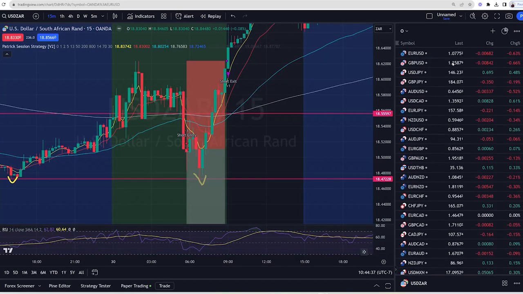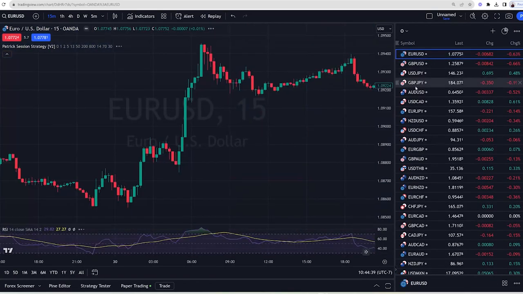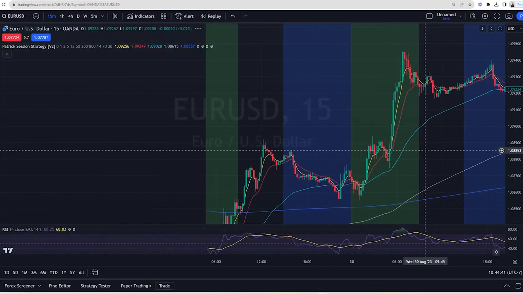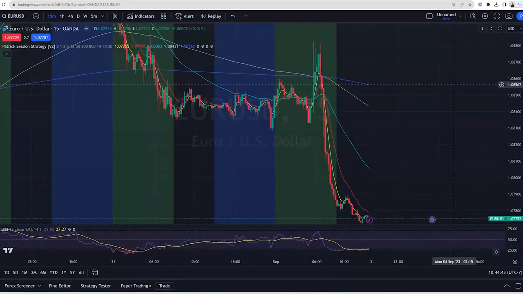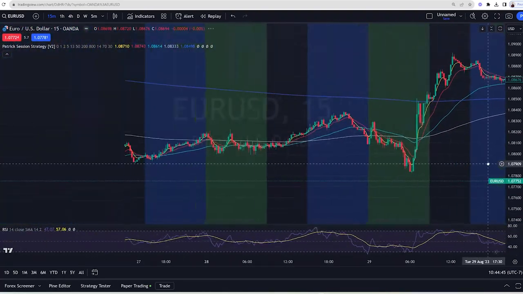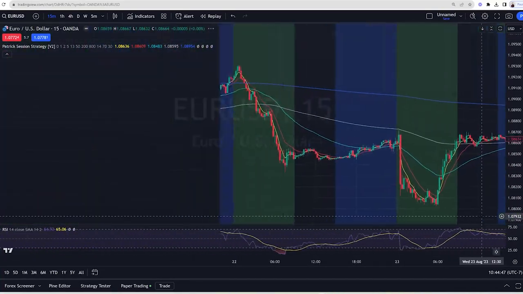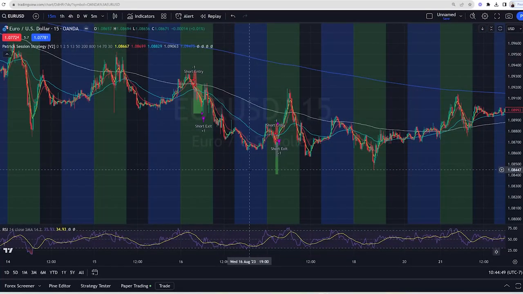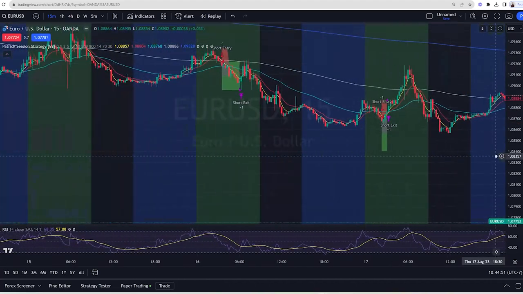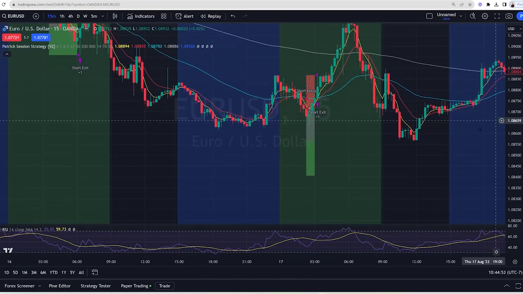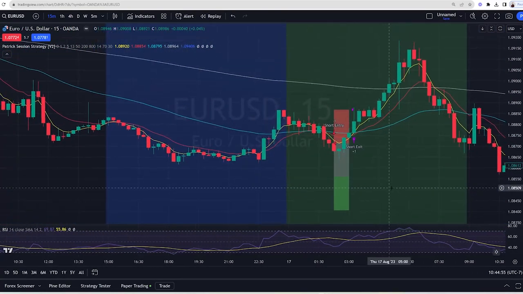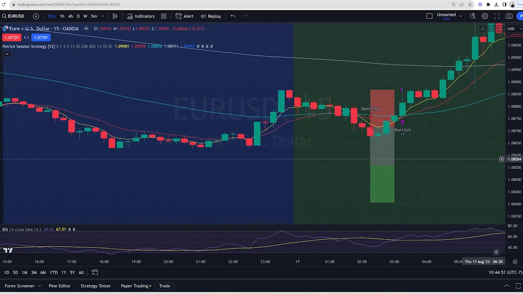Let's get back to a more standard pair. Let's say euro dollar. Again, this is all at random today. And all I'm doing is scrolling back and looking for opportunities. Win, lose, I don't care.